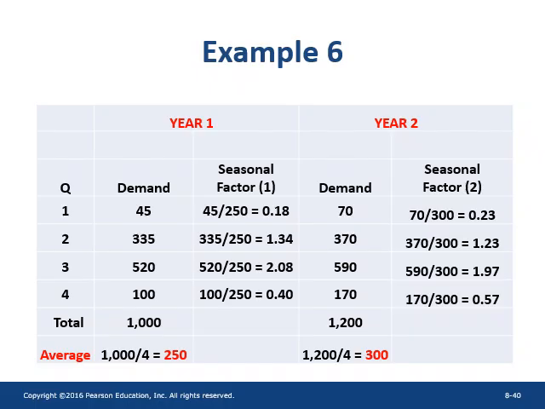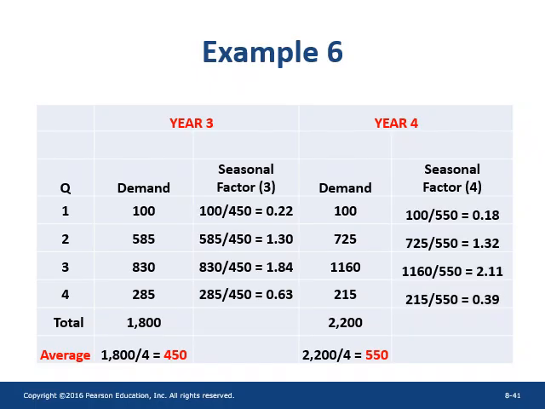We're going to have 2 more years worth of data. I'll jump to the next slide. And you'll notice that in period 1, the seasonal factor was 0.22 in year 3, and then in year 4 it was 0.18. So, some winters are harder, some winters are warmer, so the seasonal impact varies in some random way.